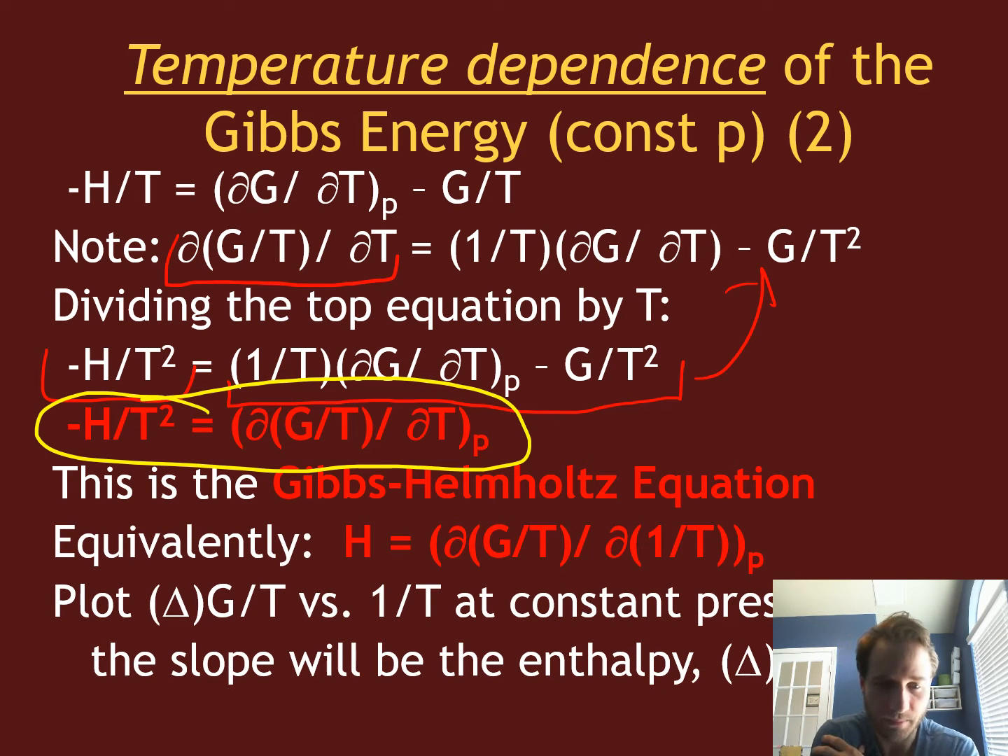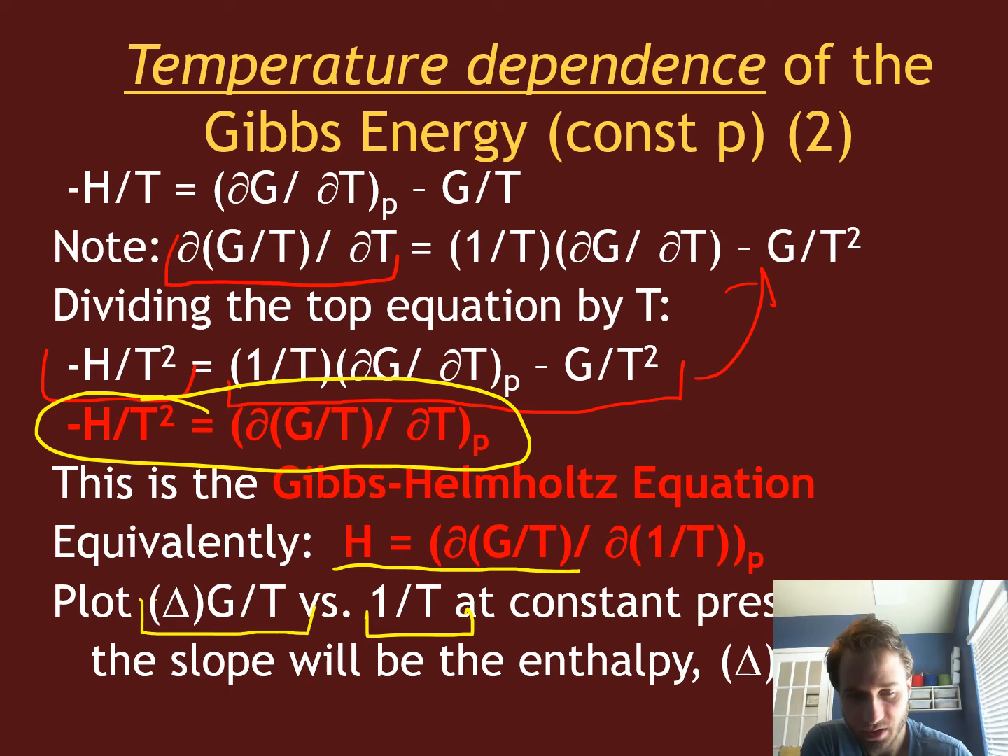You can rewrite this equation in a different way, where the enthalpy is equal to the derivative of G divided by T with respect to 1 over temperature. You can show that these two equations are equal to each other. Writing it this way shows that under constant pressure conditions, if you plot 1 divided by the temperature against the Gibbs free energy divided by the temperature, the slope will give you the change in enthalpy.